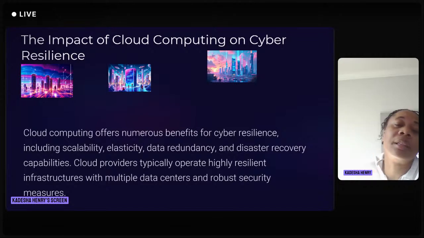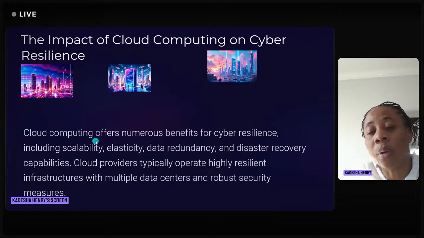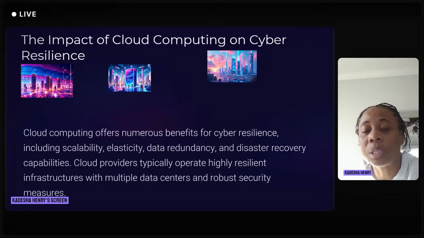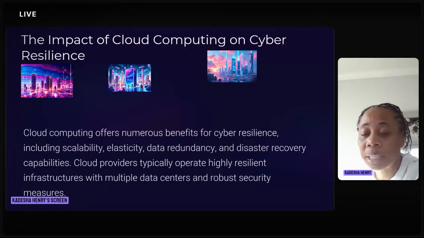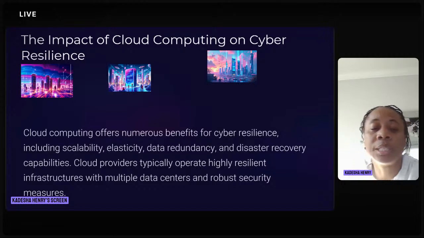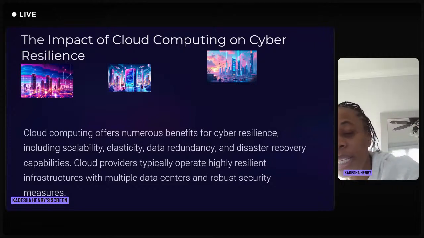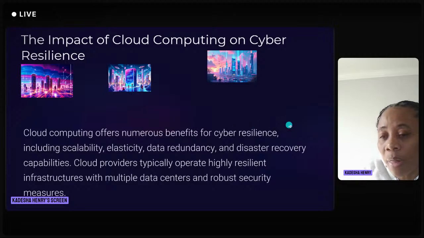The impact of cloud computing on cyber resilience is not really a big part of the lesson, but because we use the cloud, I put it in. Cloud computing offers numerous benefits for cyber resilience, including scalability, elasticity, data redundancy, and disaster recovery capabilities. Cloud providers typically operate highly resilient infrastructure with multiple data centers and robust security. So that's some of what they offer.